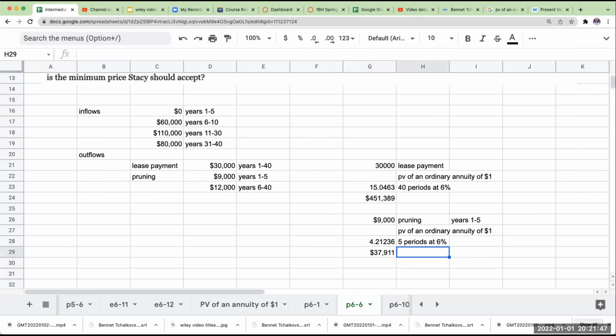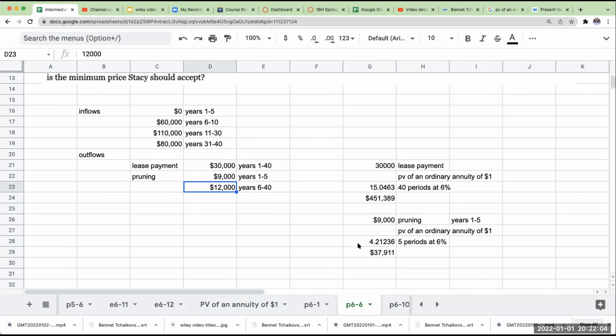Okay. By the way, if you're in one of my classes, there's no way I'm going to give this question to you on an exam, primarily for the reason of you need Excel. Okay. Next one here, we got 12,000. But what's interesting here is that I've got years 6 through 40.